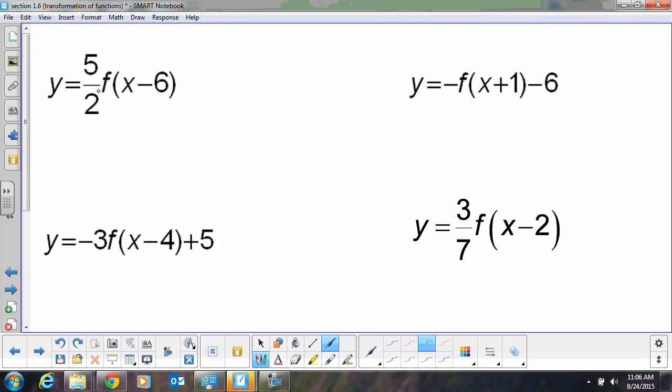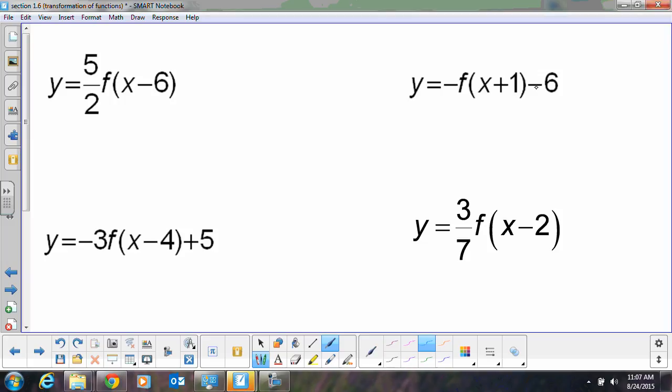All right, Chase, you have to do the 6 because Allie took the 5 halves. Okay, so what is the 6 doing? Yes, remember, it's inside with x, so you have to do it opposite. And how would you word the shift? It moves 6 units right. In this case, Chase said 6 units right.